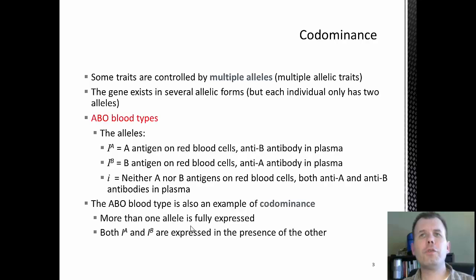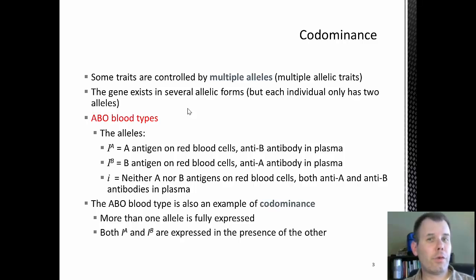Okay, so the first one we're going to look at is codominance, and this is where some traits are controlled by multiple alleles. That means you have a gene that exists in several allelic forms. You might have 6 different alleles, but you only get to pick 2 of those 6. Or you might have 8, and you can only pick 2, or 10, and you can only pick 2 of those 10. The one we normally refer to in class is the ABO blood type, where you could have A-type blood, B-type blood, AB, or O. I'll talk a little bit about how that comes about with the alleles and how we figure that out.